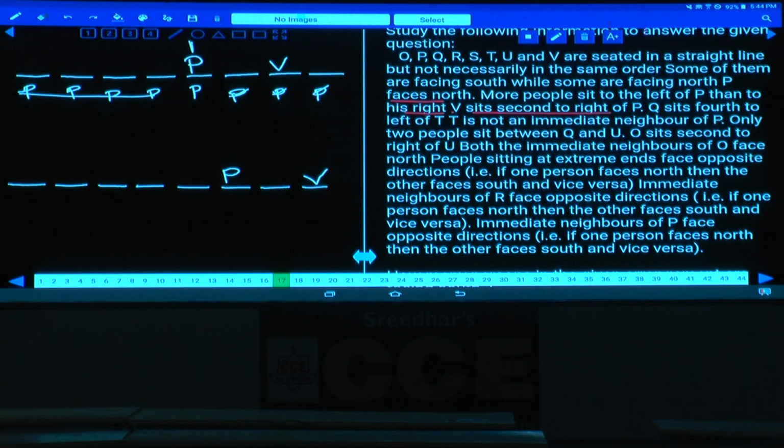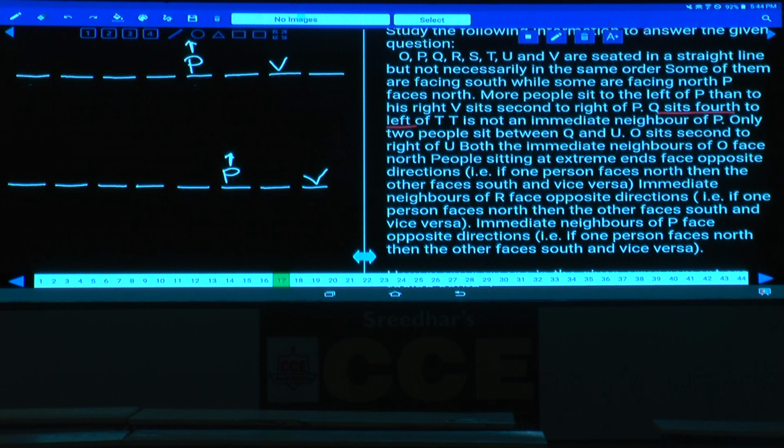Now, this P is facing towards which direction? North. P is facing towards north, V sits second to the right of P, and the number of persons sitting to the left hand side of P is more than the number of persons to the right hand side of P. Now, with the help of these, we could finalize 2 different possibilities. The next one.